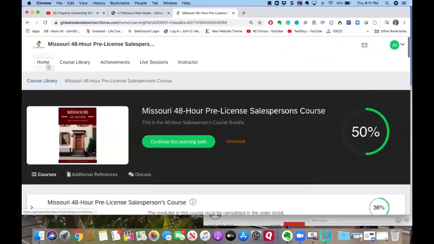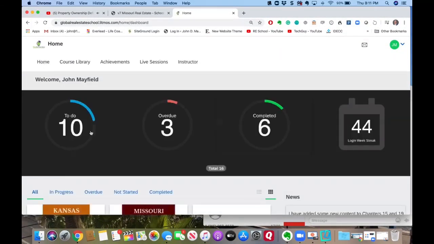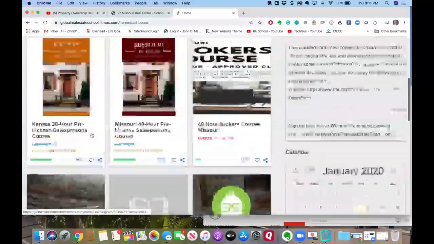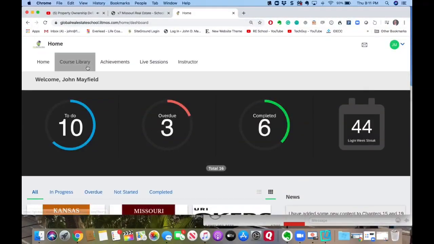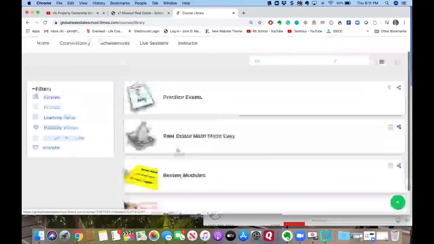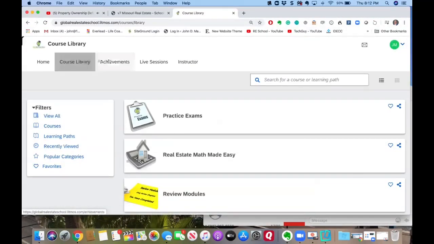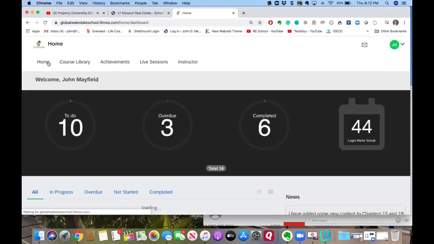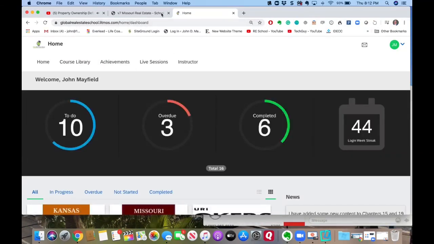And I believe if you come up here and you select home, I'm not certain if that shows all of that, but if you go to course library here, it should show you all of those courses right here as well. So again, you can do that from right there. Okay, wanted to show you that.